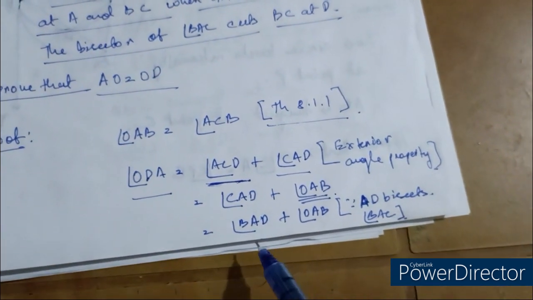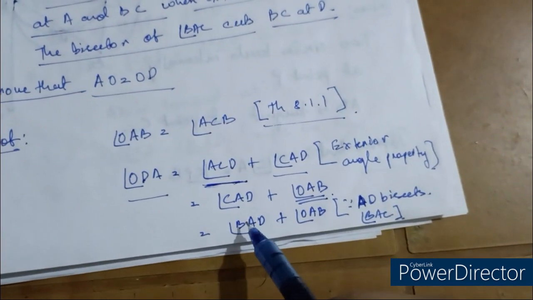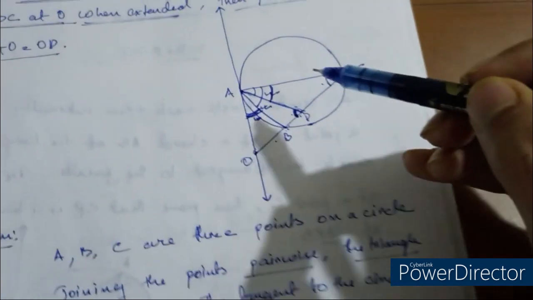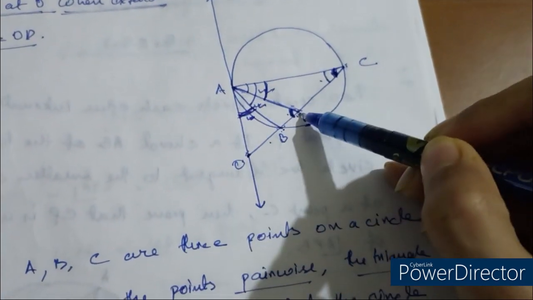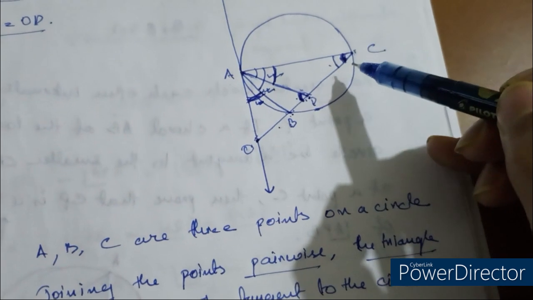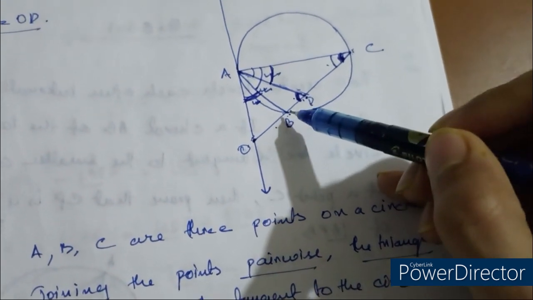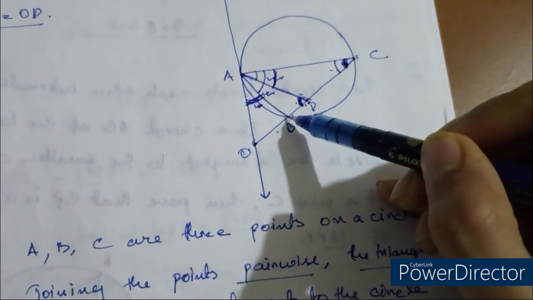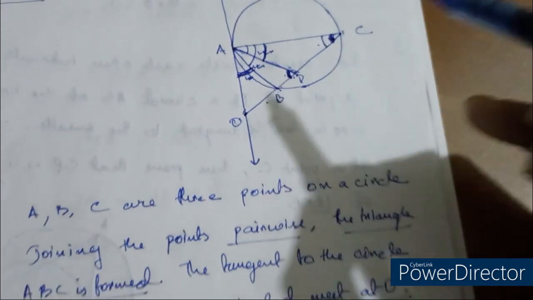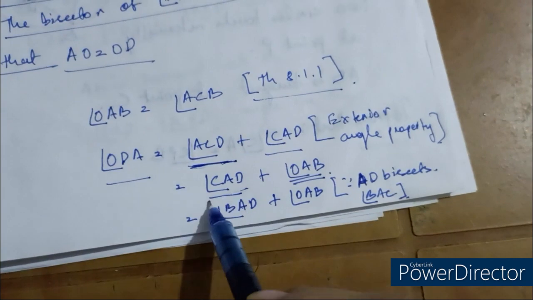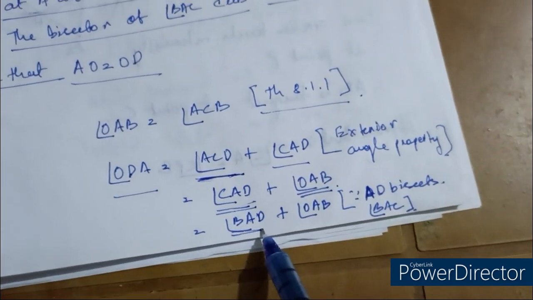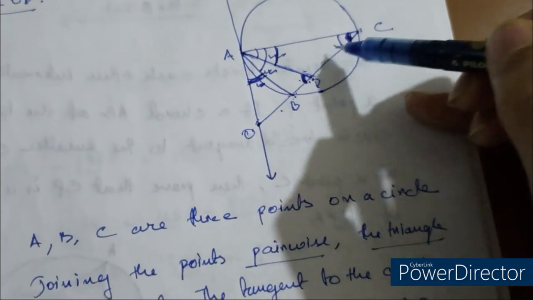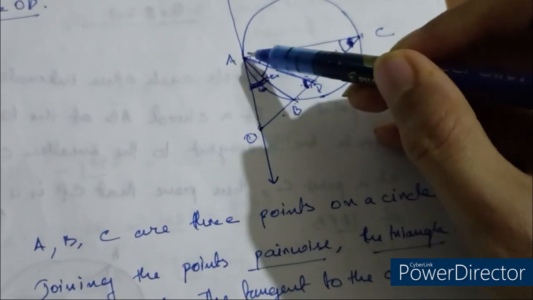Finished. Next you see here again, instead of writing CAD, I can write here BAD, because in here you see AD is the bisector.